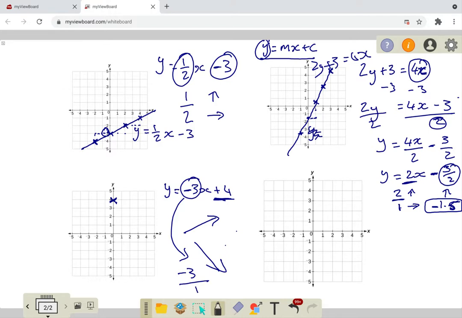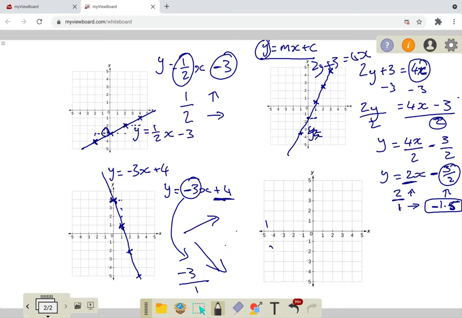So now I'm going to go 1 across and 3 down instead of 3 up. So 1 across and 3 down. 1, 2, 3. There's my 1 point. 1 across, 3 down. 1, 2, 3. 1 across, 3 down. 1, 2, 3. There you go. Join the points up with a straight line. And that is your line for y equals minus 3x plus 4. Okay. Let's try another one.